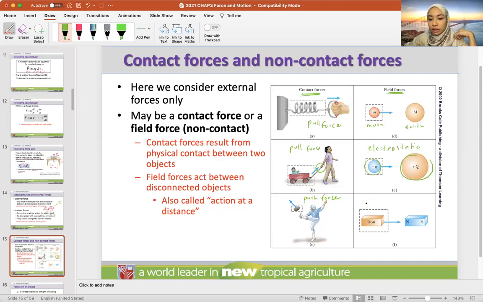The other one is magnetic force. We will learn all of these later on: magnetic, electrostatic, and gravitational. For this chapter, we learn contact forces first: push, pull, reaction. I'll explain more later.